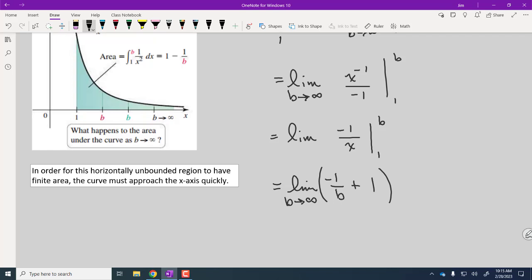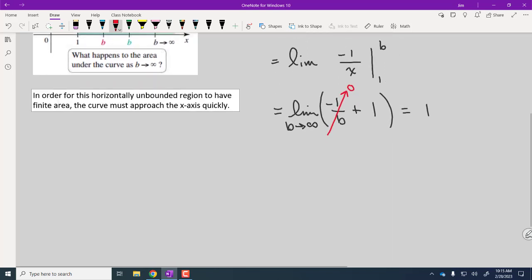And that limit is going to be 1 in total. The 1 over b part, that of course goes to 0. If you have a constant in the numerator and a denominator that's growing without bound, bigger and bigger and bigger, that fraction's got to go to 0.